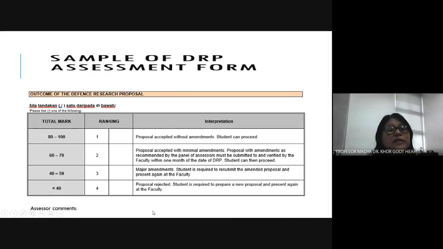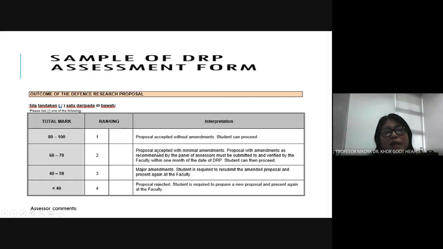The other one, 60 to 79 marks, is for the second ranking. If the student presents up to the bar and fulfills the criteria, many assessors will give them a mark between 60 to 79. So this proposal is accepted with minimum amendment. The proposal with amendments as recommended by the panel of assessors must be submitted to and verified by the faculty within 1 month from the date of the DRP. After submission of this proposal, the student can proceed with their study.